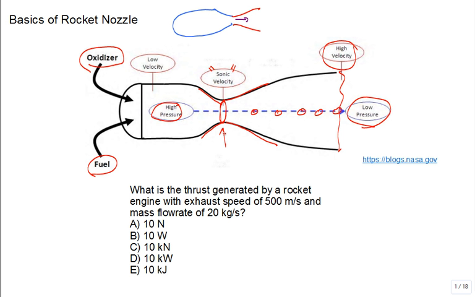There you go. What is the thrust generated by a rocket engine with an exhaust speed of 500 meters per second and a flow rate of 20 kilograms per second? I'm just going to ask that clicker question. You'll need a calculator or be able to do it in your mind. 10 newtons, 10 watts, 10 kilonewtons, 10 kilowatts, or 10 kilojoules. What is the thrust? All right, we're done, huh?